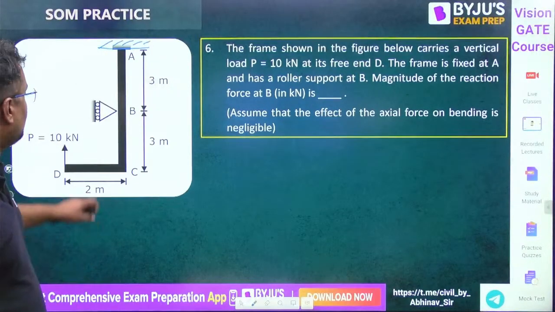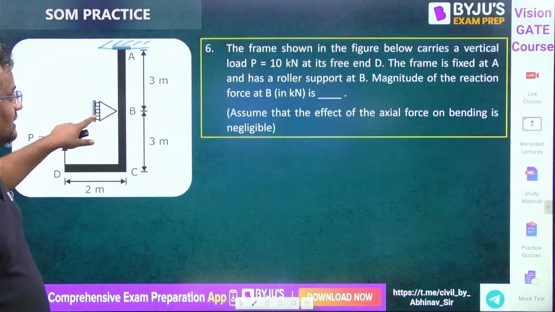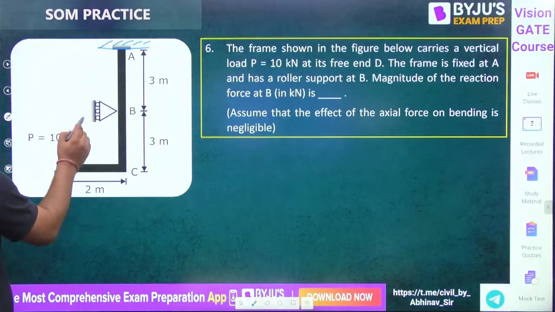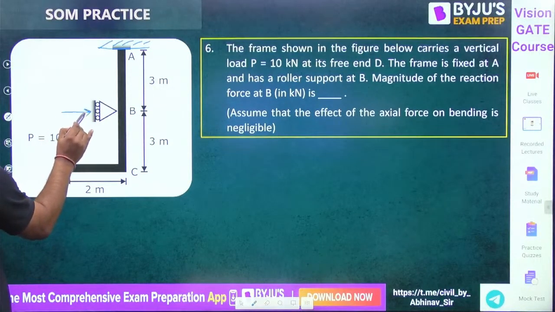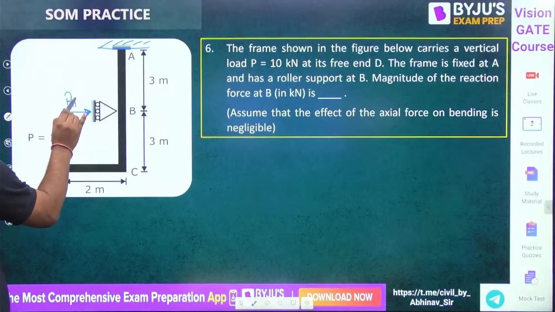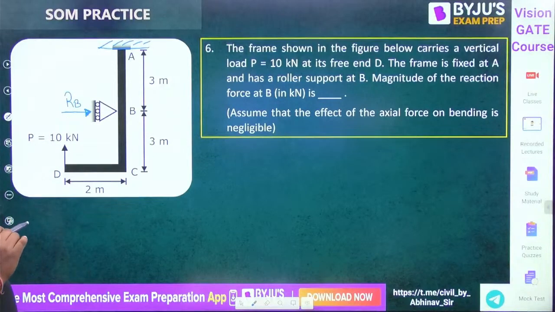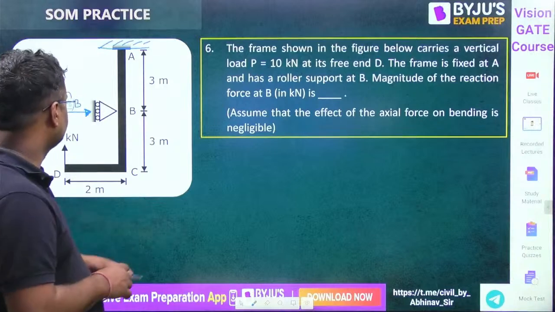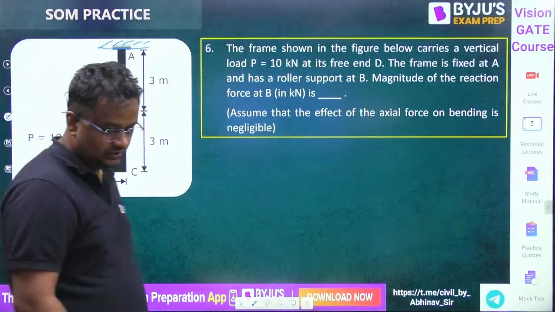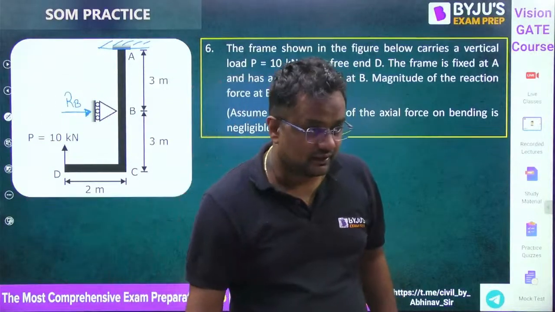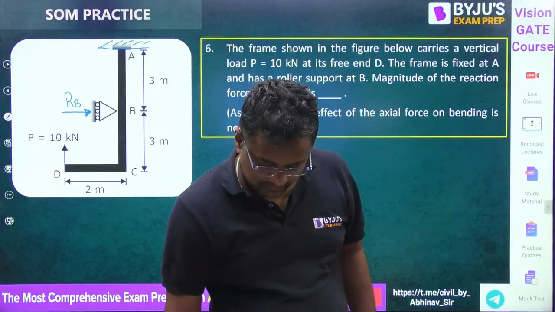Okay, it has a roller support at B. Roller support at B. Magnitude of reaction force at B. Of course, a roller support cannot provide this reaction. It can only provide this reaction. Now you have to do this question. Everyone, come on.